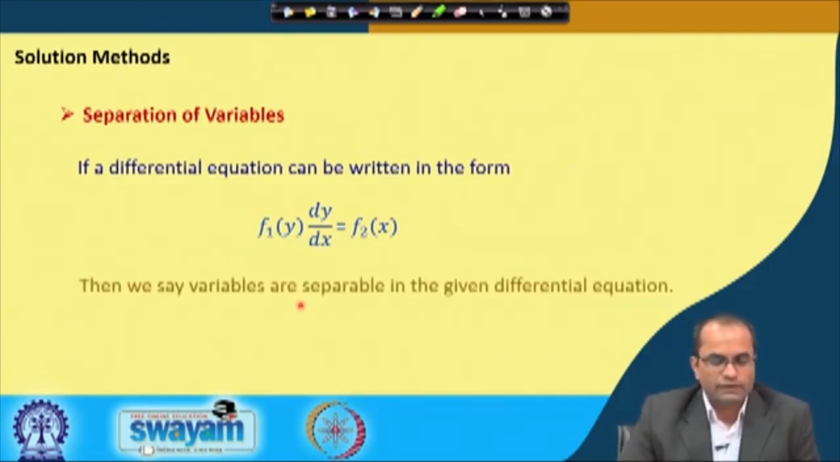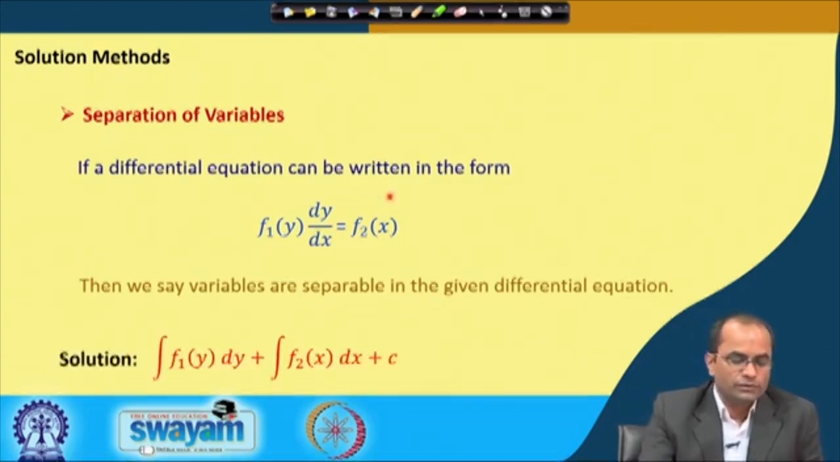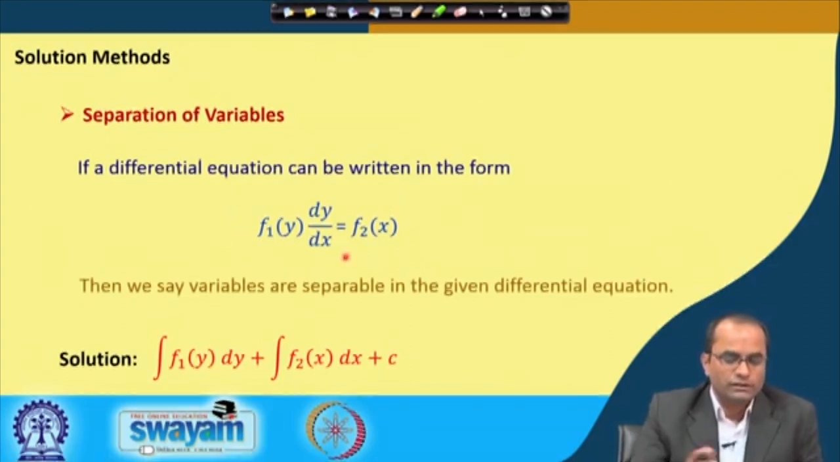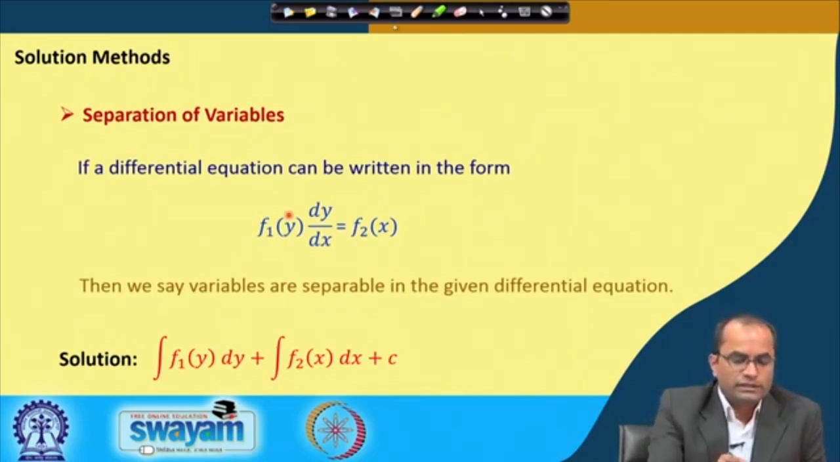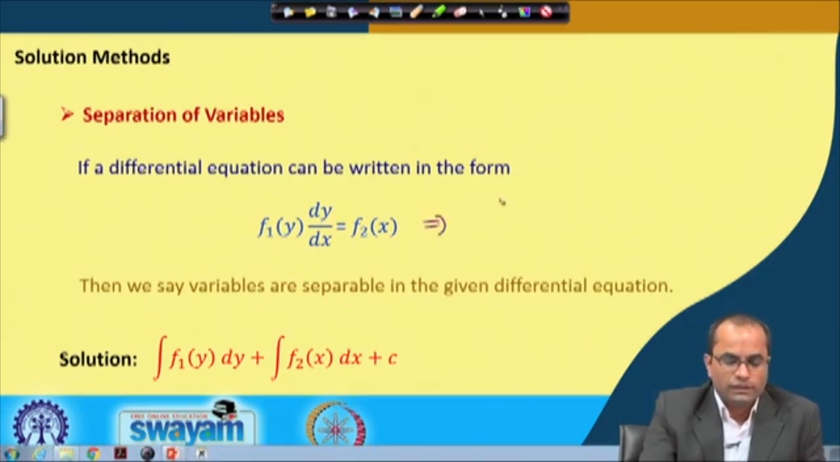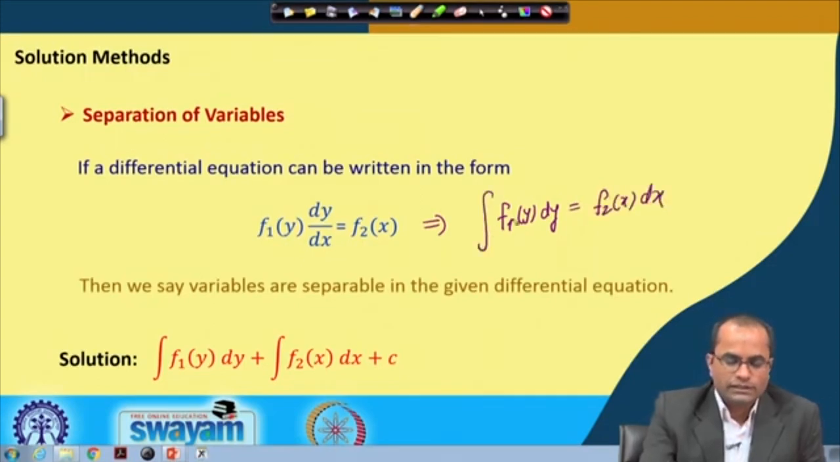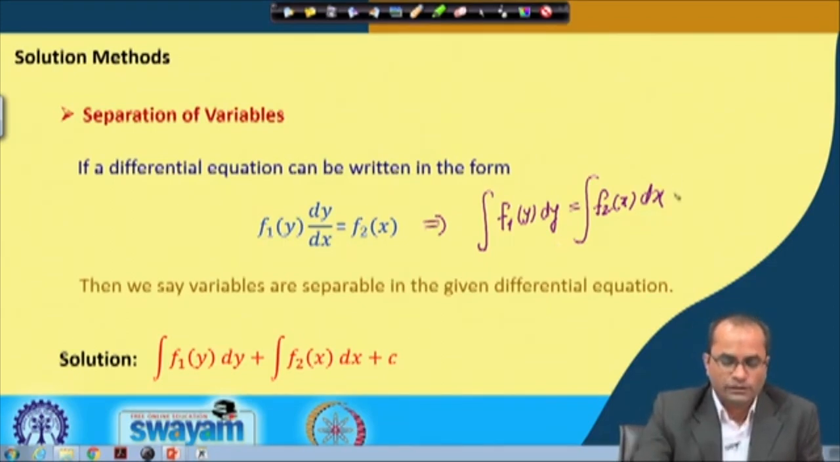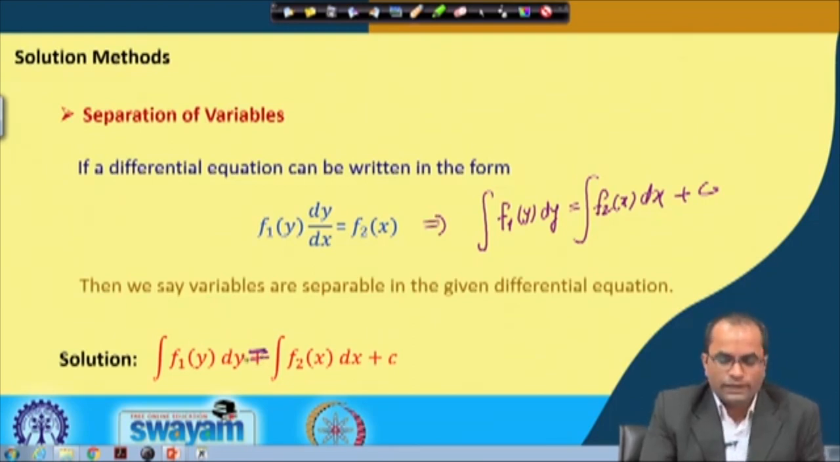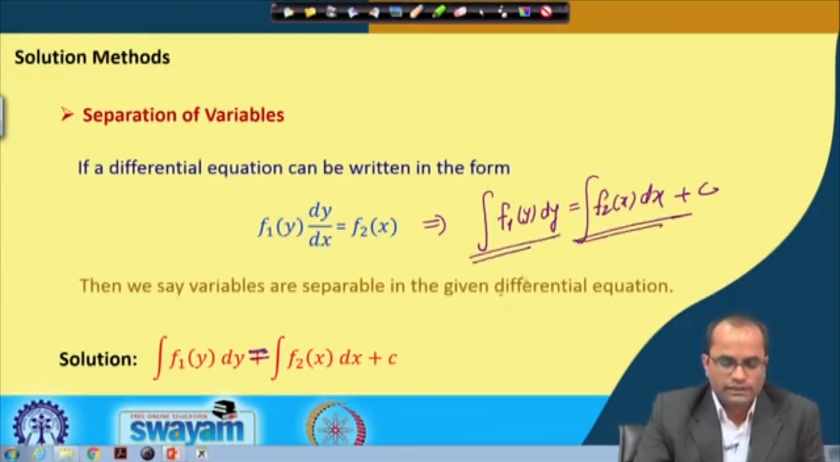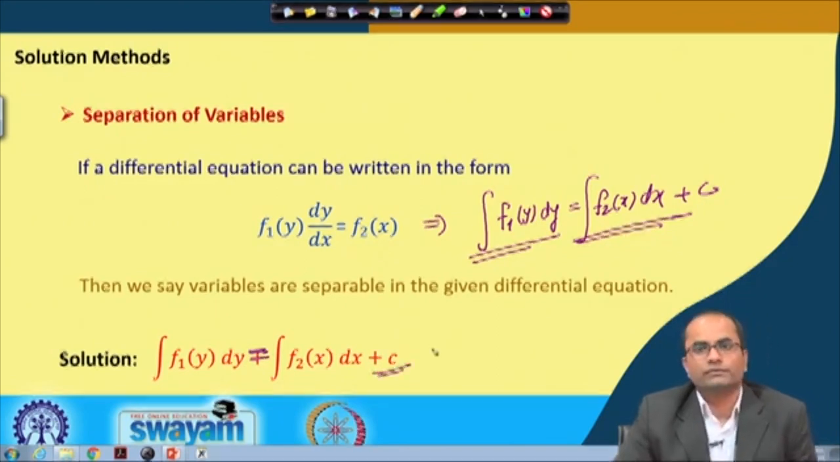And then we say that the variables are separable in the given differential equation. Once we separate the variables, we can first write this equation as f1(y) dy is equal to f2(x) dx, and then we can simply integrate this equation with a constant of integration. So, f1(y) dy is equal to the integral of f2(x) dx plus the constant of integration.